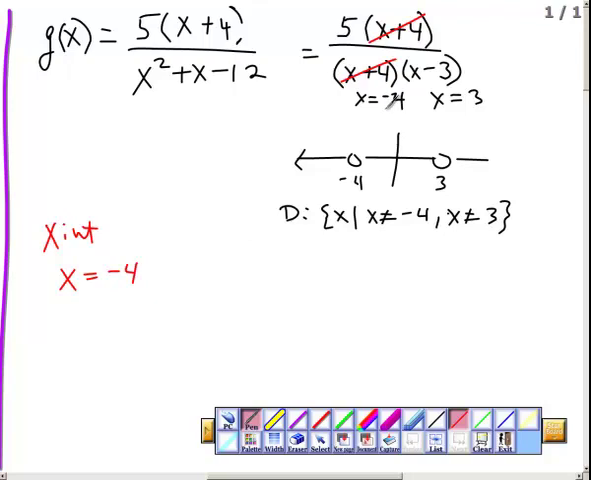But we also have an asymptote at negative 4. So in that case, there is no x-intercept here because it's undefined. If we put negative 4 in here, what happens? We get undefined. So we cannot have an x-intercept there. In this case, there's no x-intercept because there's a hole there. So there's a hole in place of that x-intercept.